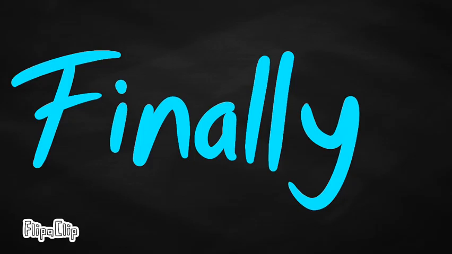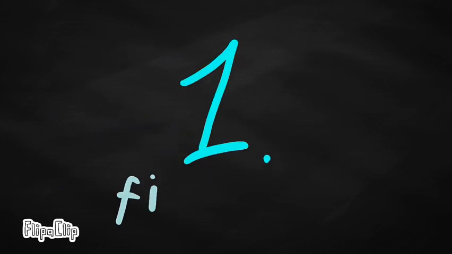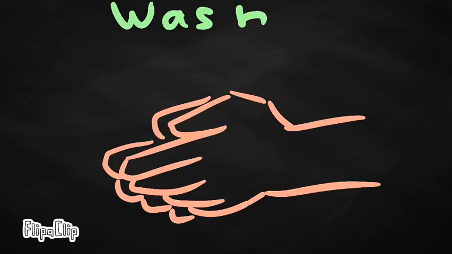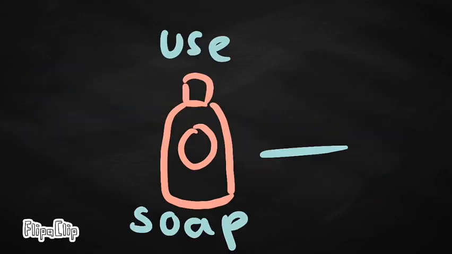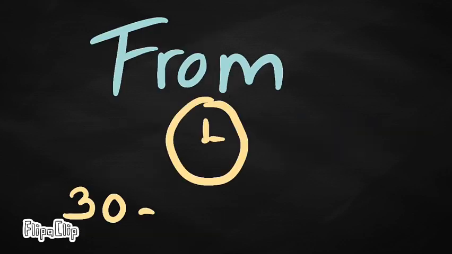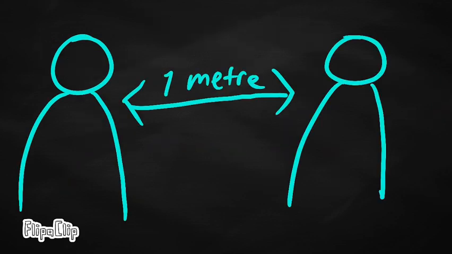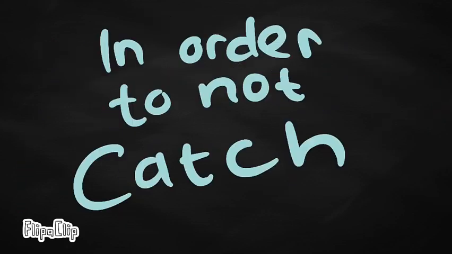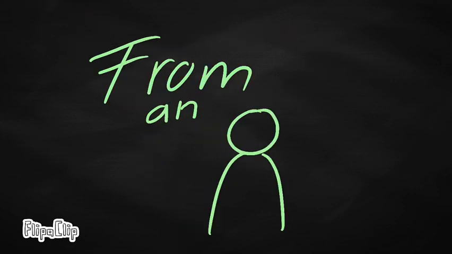Finally, how do we prevent this COVID-19 disease from infecting us? First of all, we need to wash our hands frequently and thoroughly by using soap and water for 20 to 30 seconds to kill the viruses. Second, we need to maintain social distancing by keeping our distance about 1 meter apart from other people, in order for us not to catch the respiratory droplets from infected people.